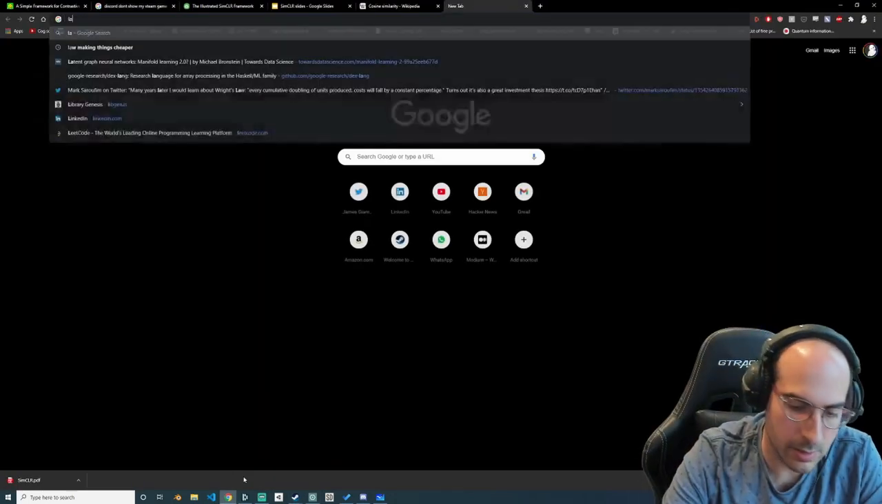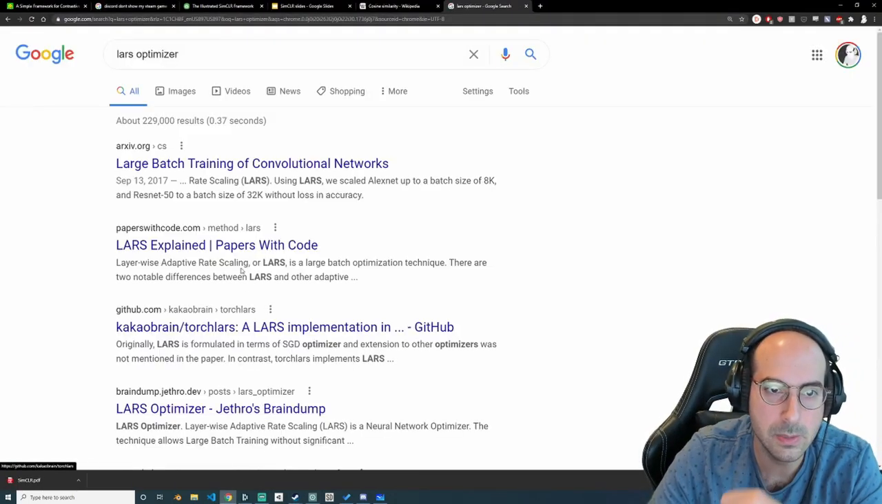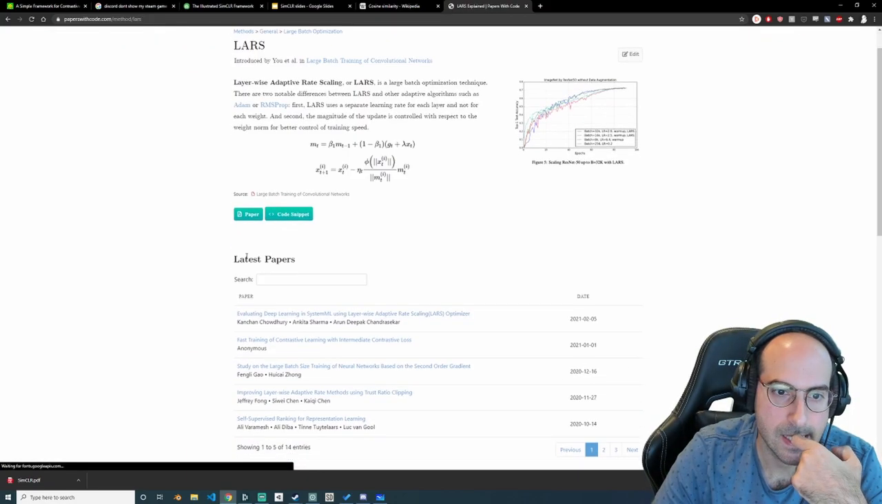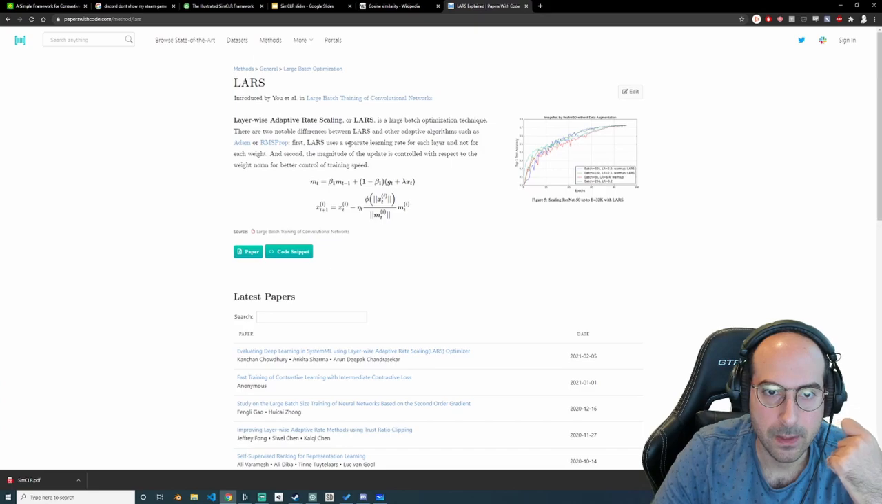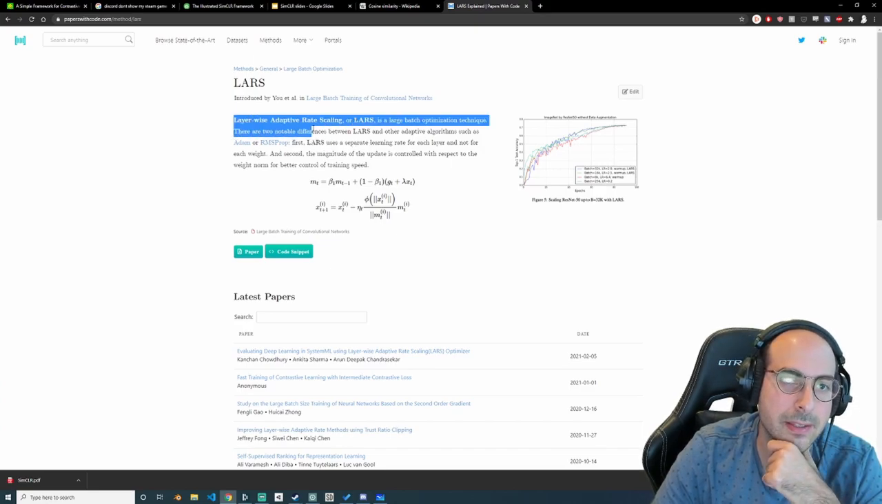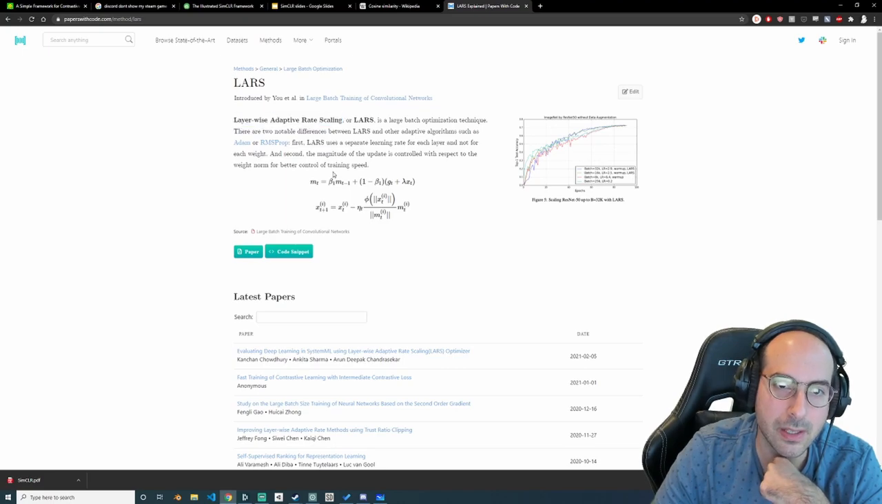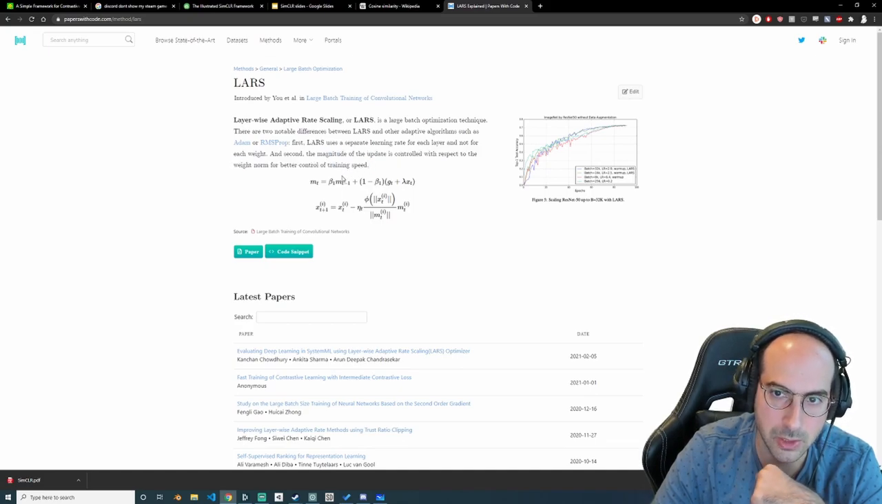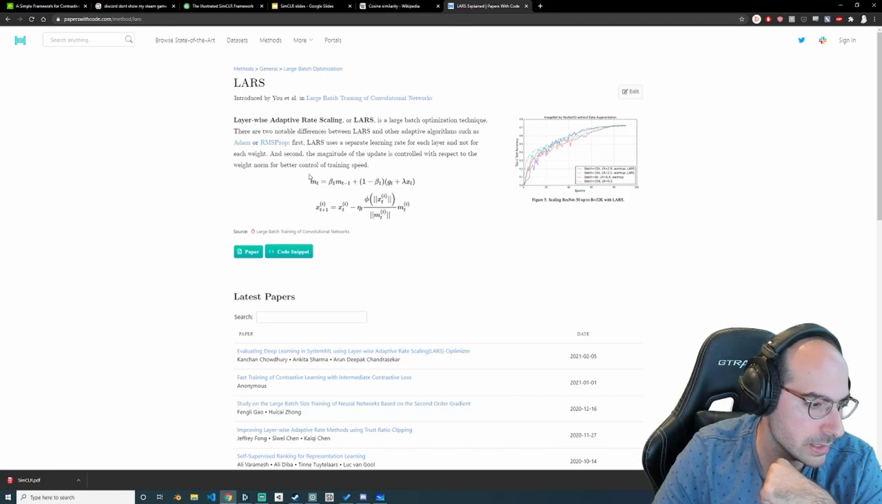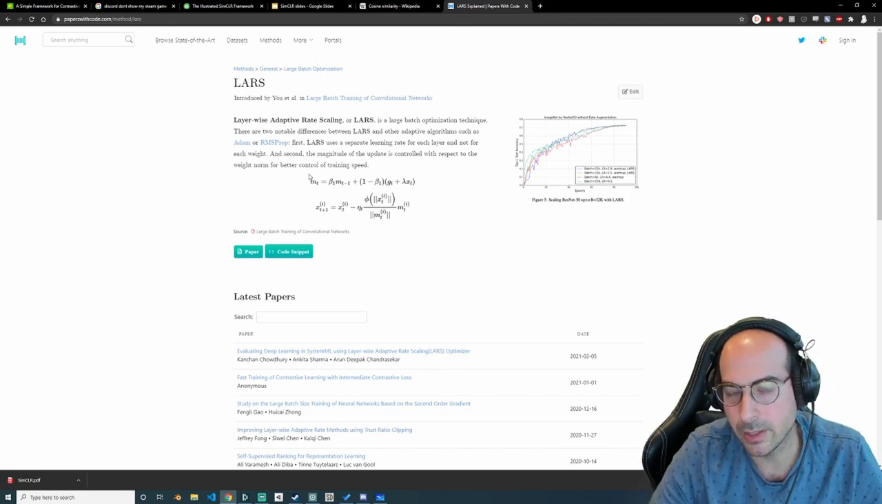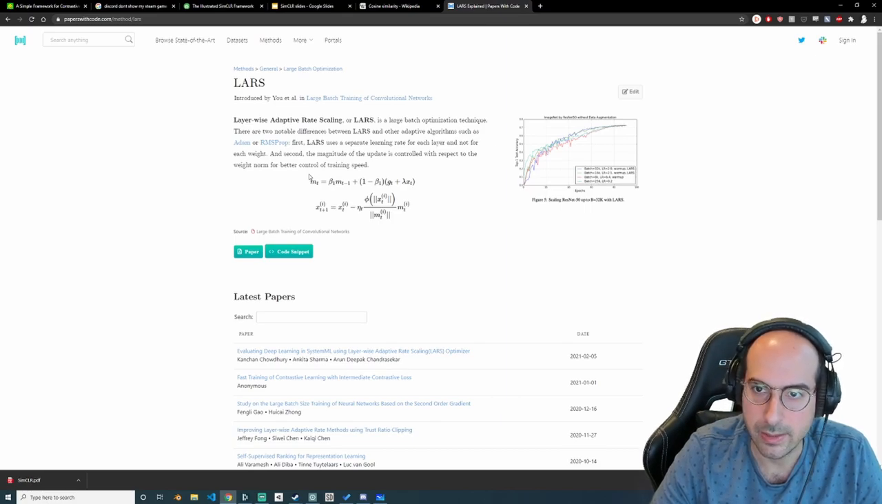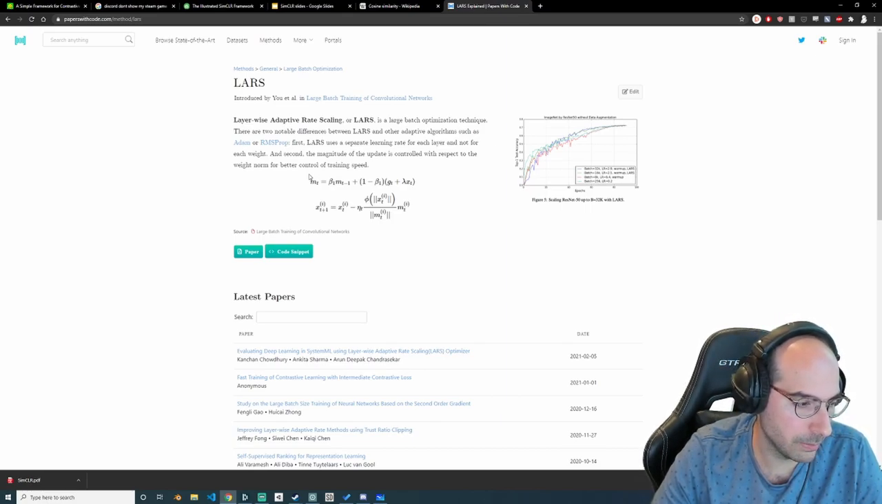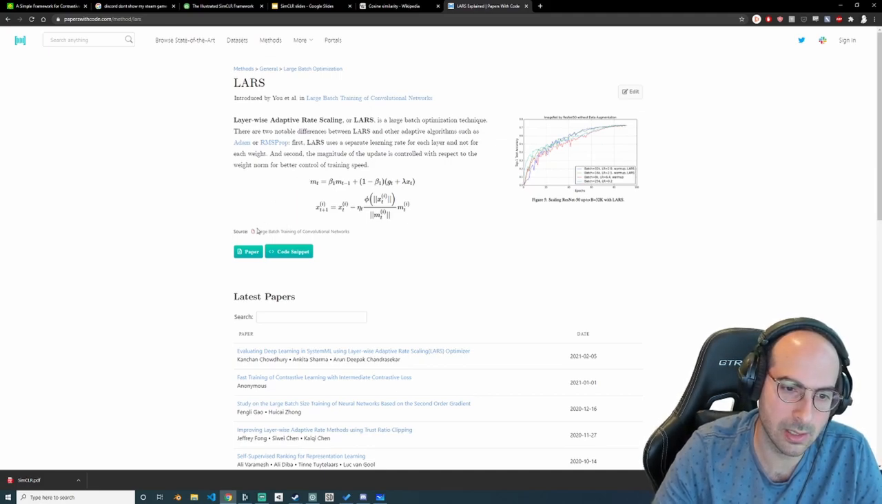Let me just quickly show you the LARS optimizer, since it is popular. I think the name is good: layer-wise adaptive rate scaling. So it's a learning rate where you have a separate learning rate for each layer and not for each weight. And the magnitude of the update is controlled with respect to the weight norm for better control of training speed. You can imagine for deep models, you may want the deeper parts of the network to train more quickly later in training, but you want the earlier ones to sort of ossify so you can stabilize the training.